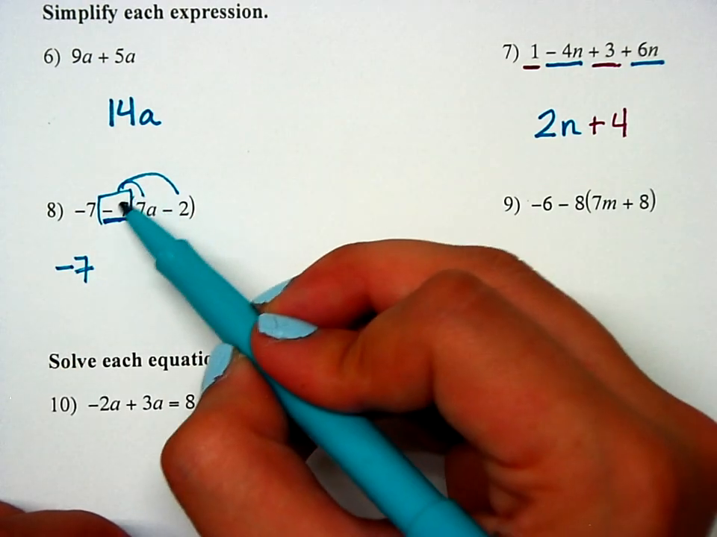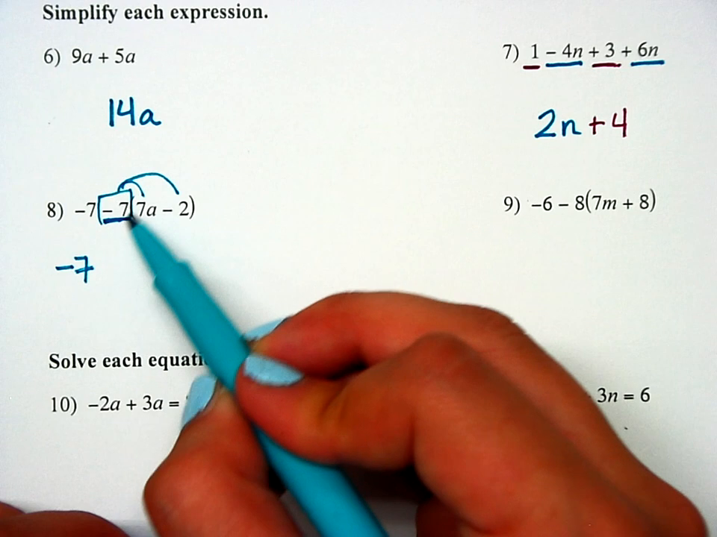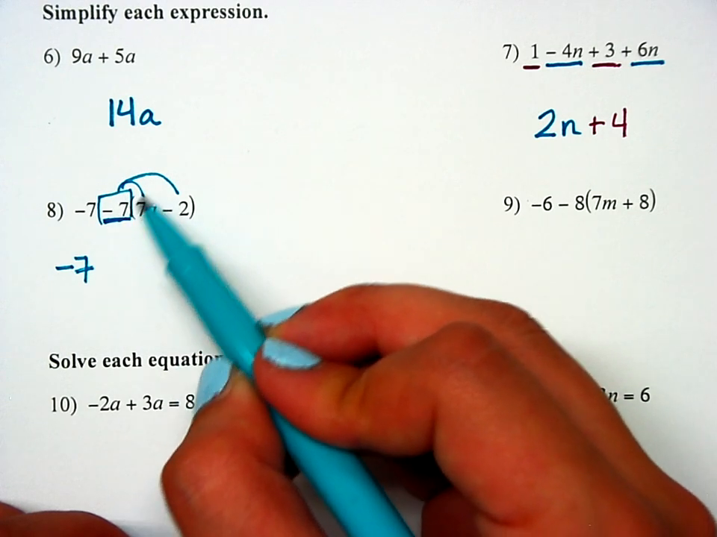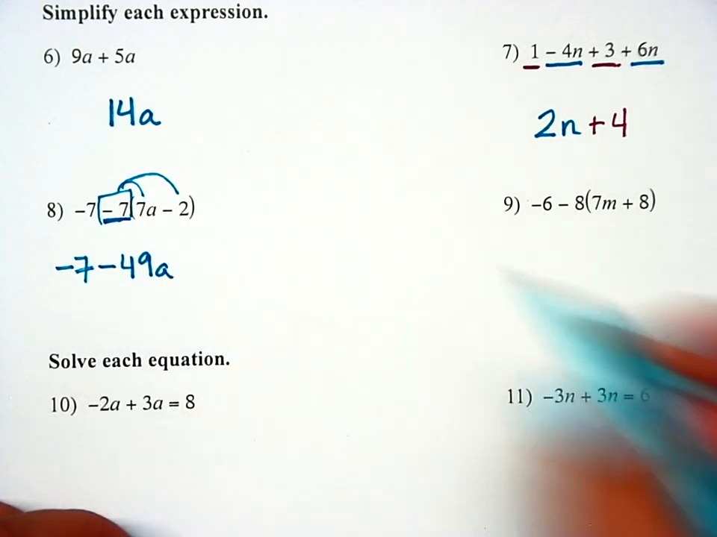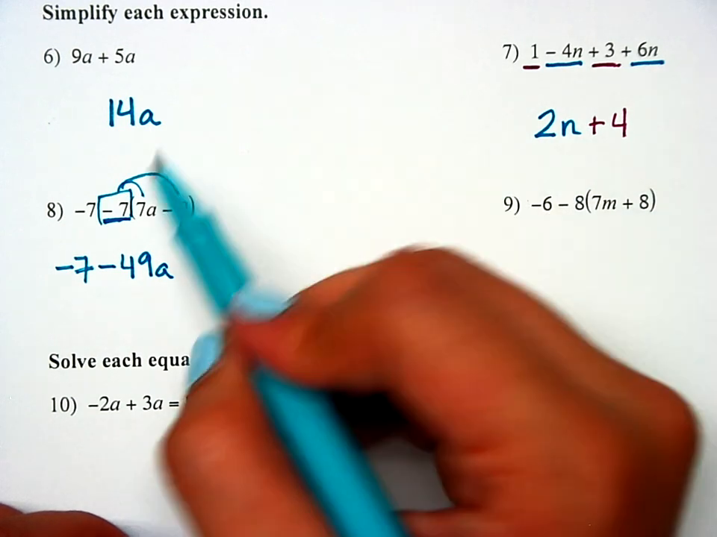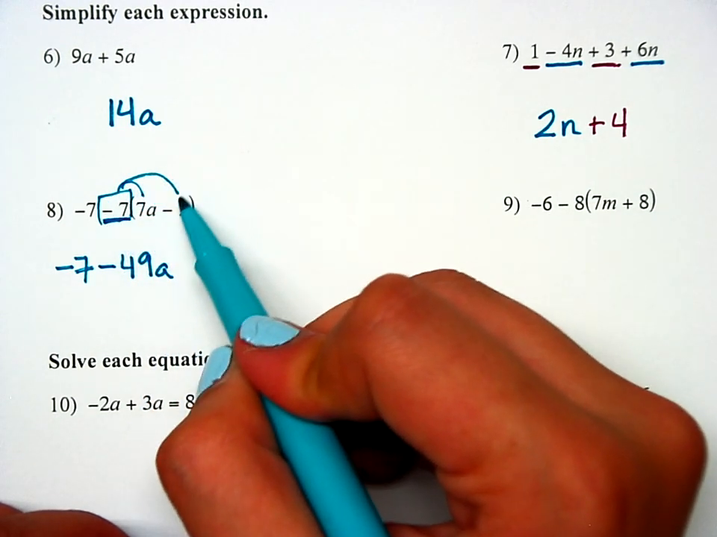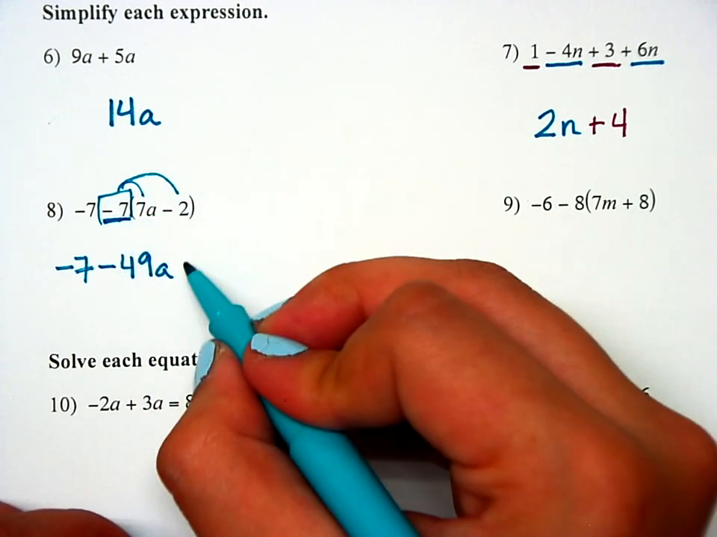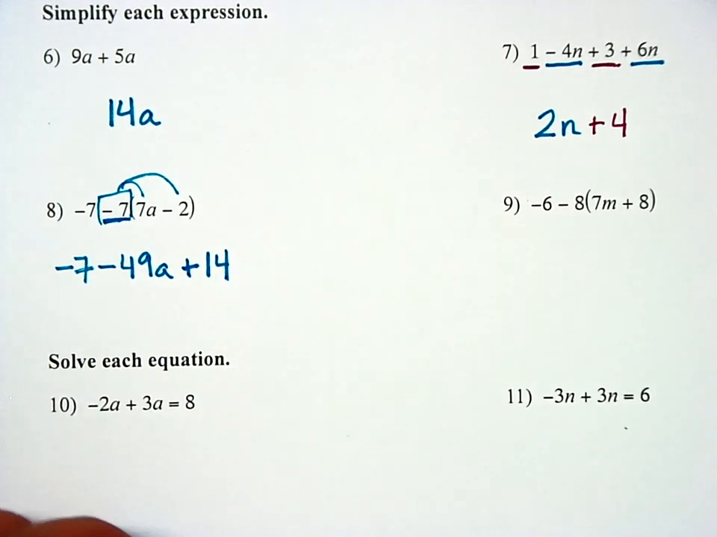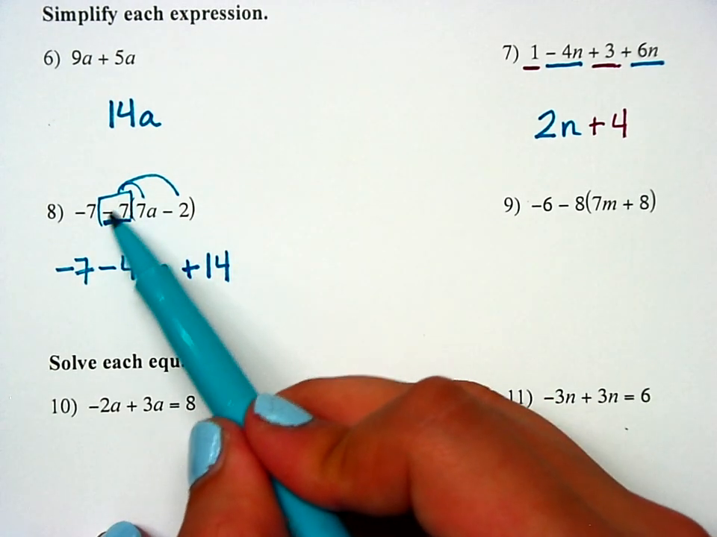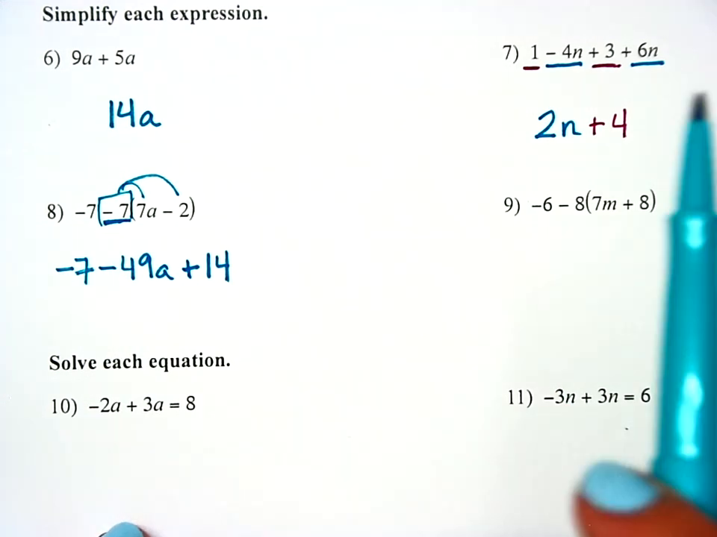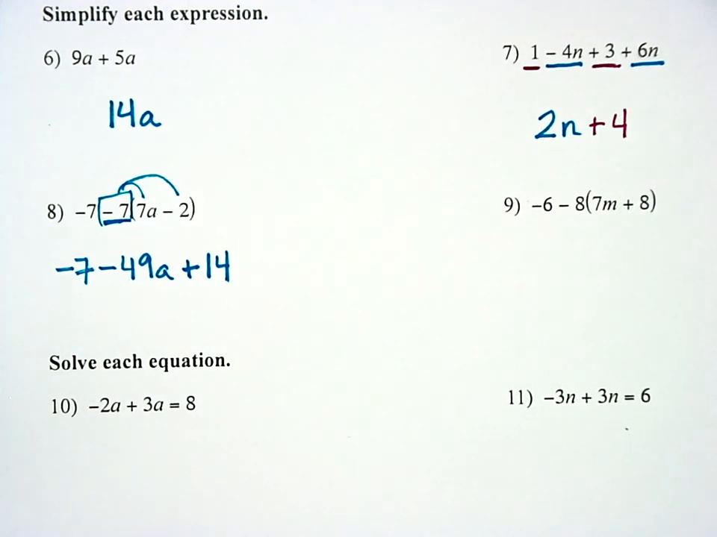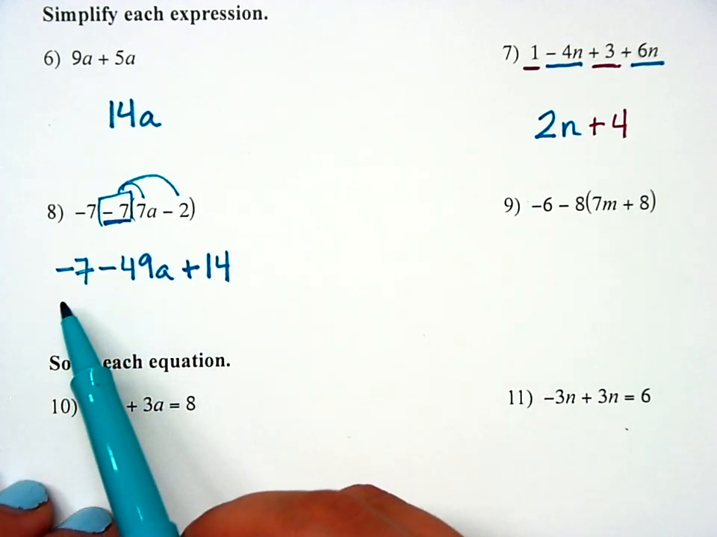And then what I'm going to do is multiply. So I've got a negative 7 and a positive 7. That's negative 49a. Okay. And then negative 7 times negative 2 is positive 14. Notice I always paid attention to this negative and if there was a negative in here. Negative times negative, positive. Okay, so now I'm at the step where I can combine like terms.